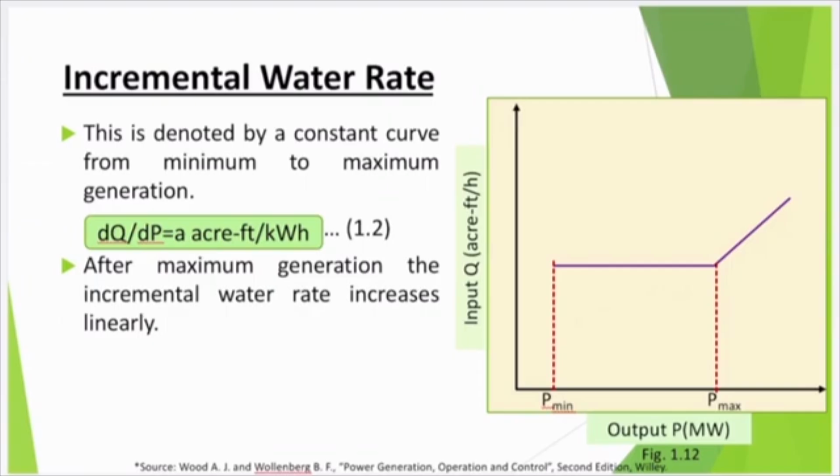So you could see the characteristic between P min to P maximum is perfectly linear, or the constant to be, okay?